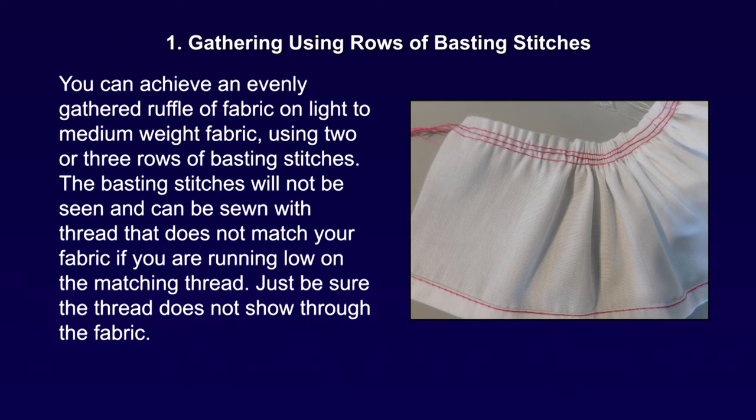Gathering using rows of basting stitches. You can achieve an evenly gathered ruffle of fabric on light to medium weight fabric using two or three rows of basting stitches. The stitches will not be seen and can be sewn with thread that does not match the fabric to achieve a contrast effect.